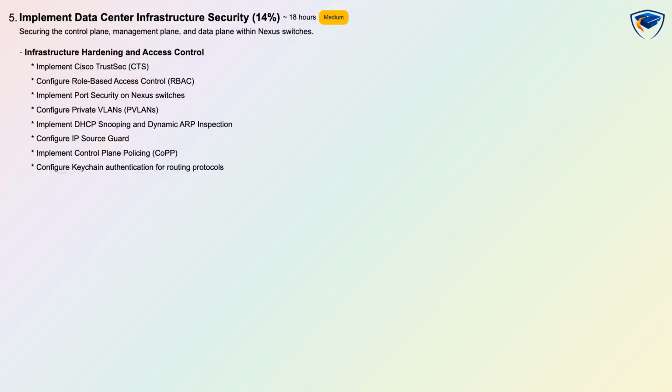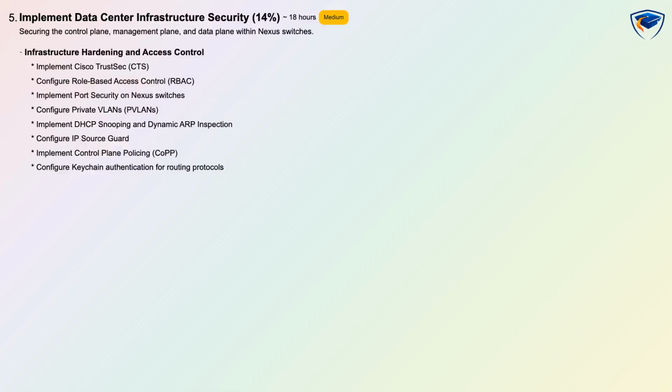Implement Data Center Infrastructure Security is 14% of the exam, medium difficulty, with an estimated 18 hours of study and scenario-based assessment. This domain teaches infrastructure hardening across control, management, and data planes by implementing Cisco TrustSec, role-based access control, port security, and private VLANs.